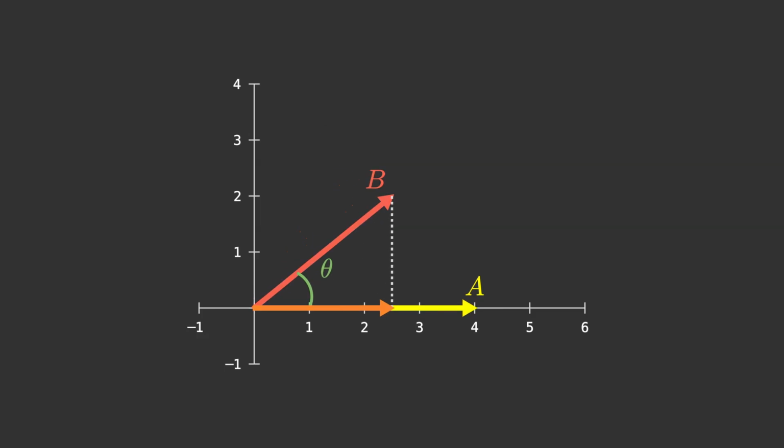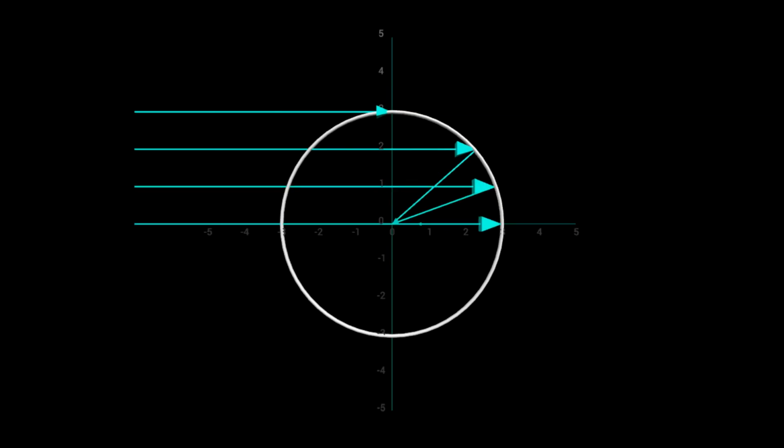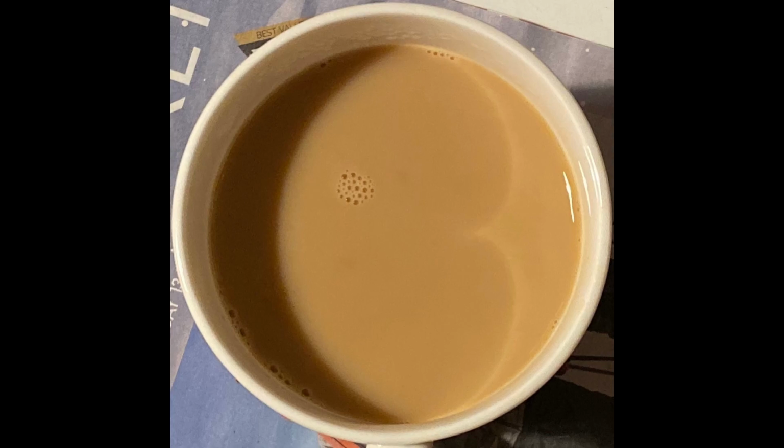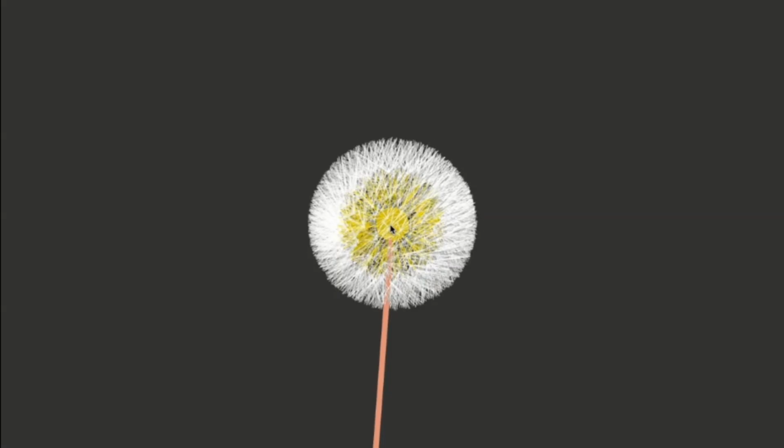That's all for this one. In the next episode, we will be building on these ideas towards simulating the beautiful cardioid pattern in a teacup and even the floating dandelion that we teased earlier.